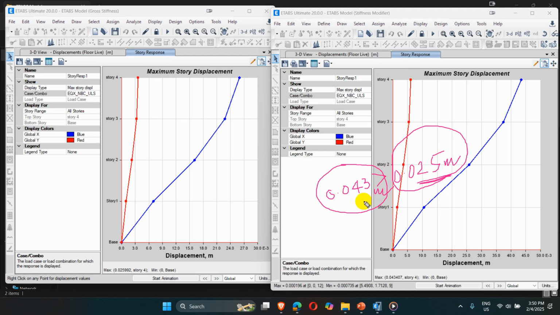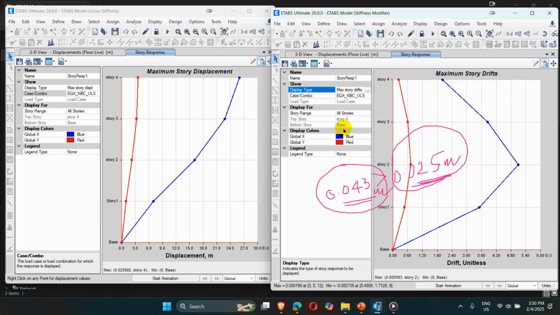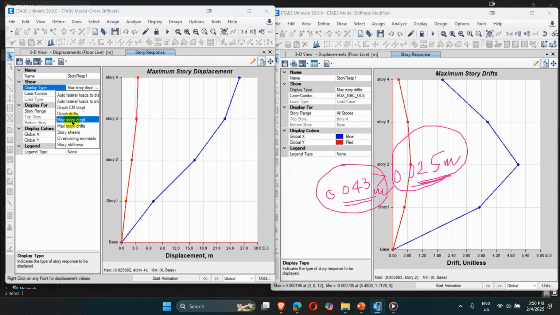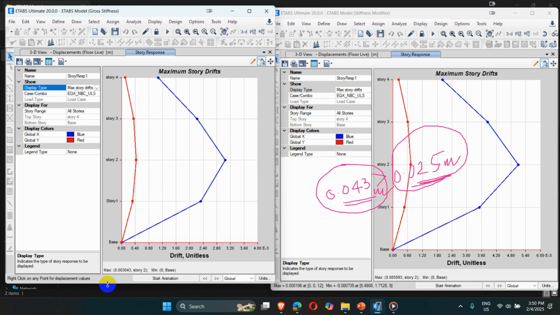So this drift or displacement criteria should be satisfied in case of stiffness modification factor, to consider the limit state of serviceability. So if we look into the drift, maximum story drift is 0.003043 for the model with gross stiffness and 0.005093 for the model with stiffness modifier.